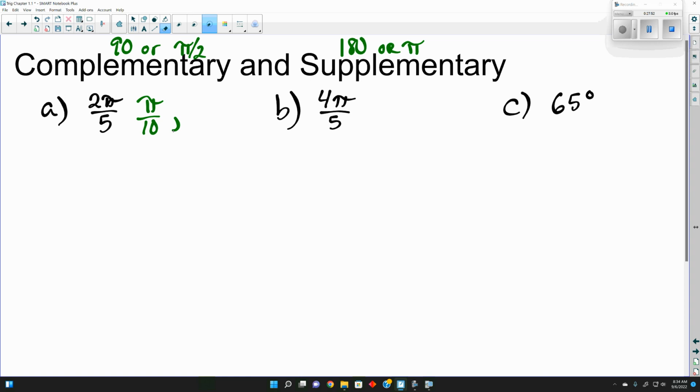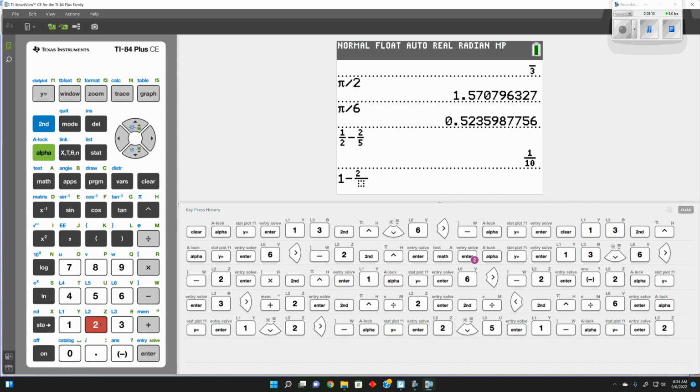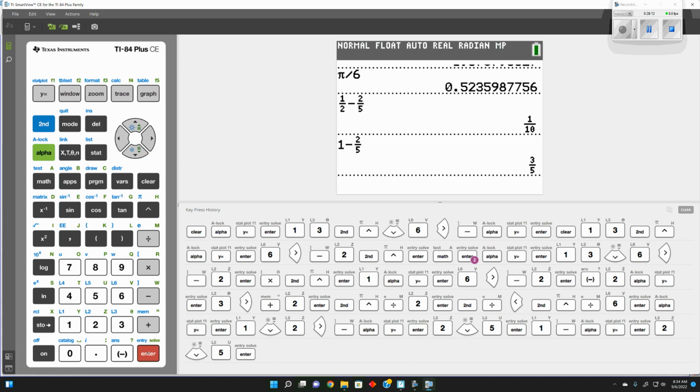And the supplement, we're not going to subtract it from 1/2, we would subtract it from what? 1, just pi. So we can say 1 minus alpha y equals enter 2 over 5. And we get 3/5, so 3 pi over 5.